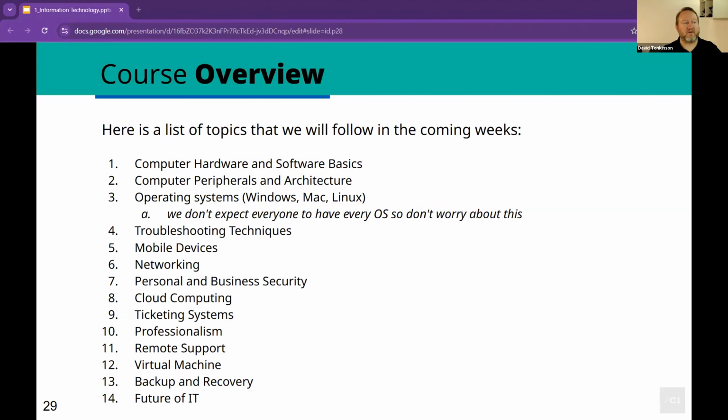These are the devices that stick on the side, cameras, etc. And we're going to cover our operating systems. We're going to look at the Windows operating system, Mac OS X, and Linux. We don't expect you all to have access to those. We don't expect the Mac users to have a Windows device sat next to them. We don't expect your Linux guys to basically have the other ones.